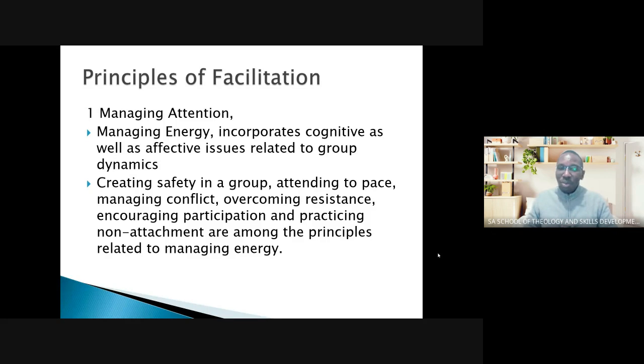Another part under the principles of facilitation, we say we're always creating safety in a group, attending to pace, managing conflict, and overcoming resistance. So here, what happens is that you as a facilitator make sure that the group that you are in, everybody is at peace with one another. That works so much when you are facilitating to different dynamic groups, with people with social differences, and group dynamics happen whereby you have got different individuals with different backgrounds.